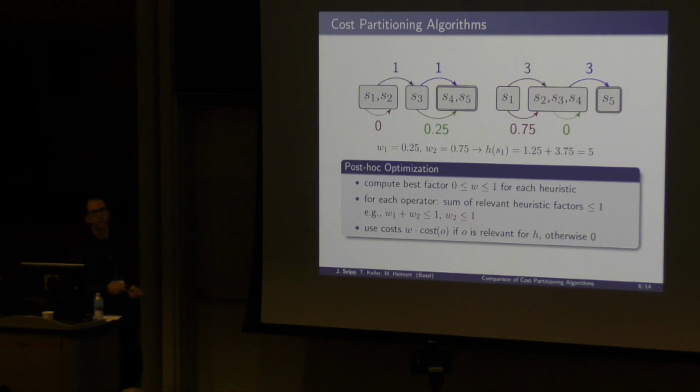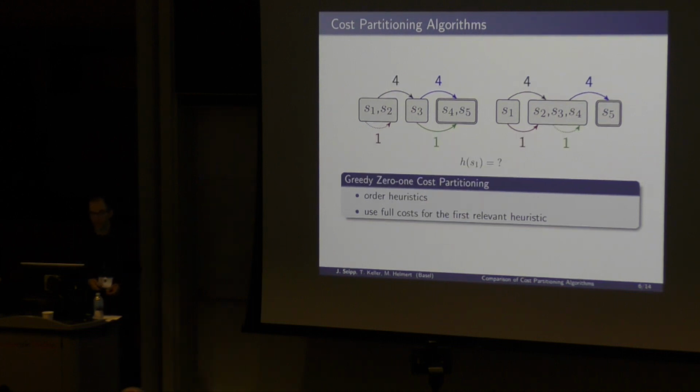And in total, we get a heuristic estimate of 5. What else do we have? So we have greedy 0-1 cost partitioning. And this algorithm works as follows.